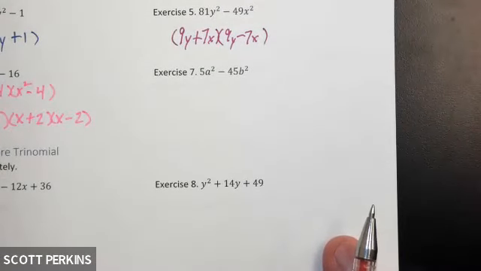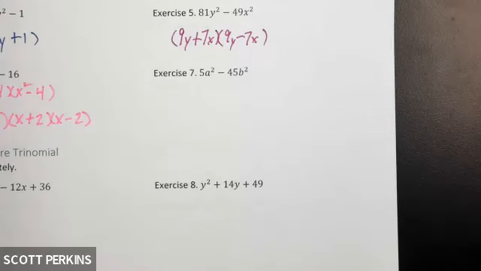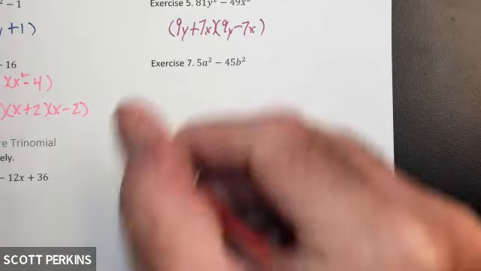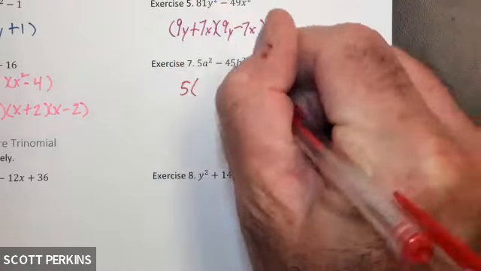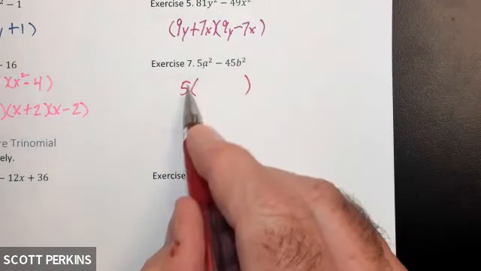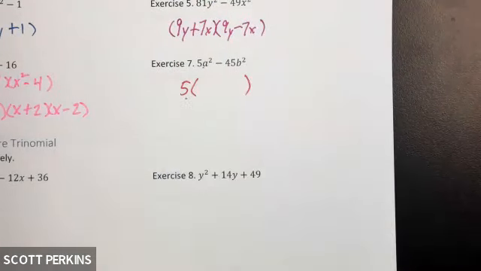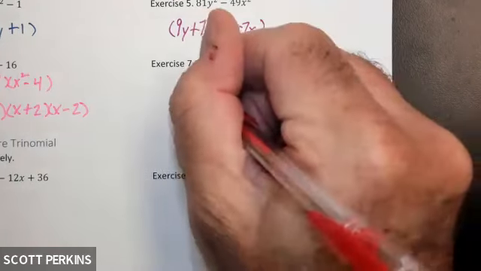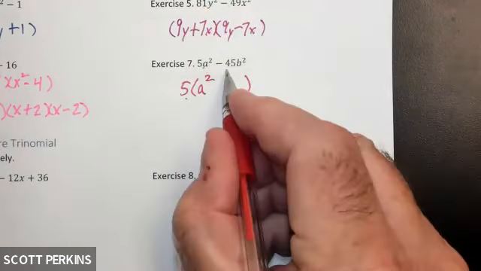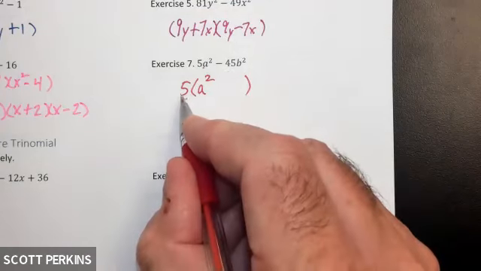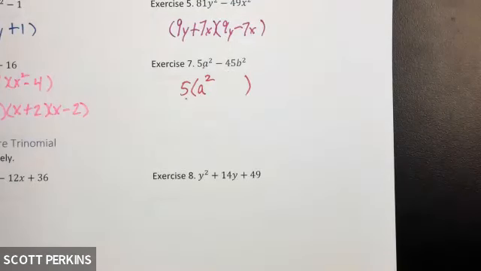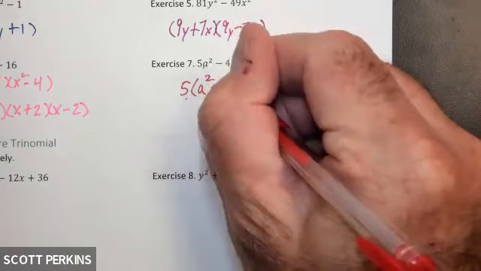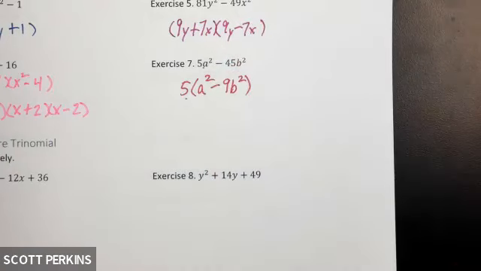All right, so exercise 7, I'm going to take that 5 out first. That was the very first thing we did in chapter 5, taking out a common factor. So I will do that, 5. And so 5a squared, when I factor out the 5, leaves me what? Yep, indeed, a squared. And then negative 45b squared, when I factor out the 5, leaves me what? Negative 9b squared. Great job.